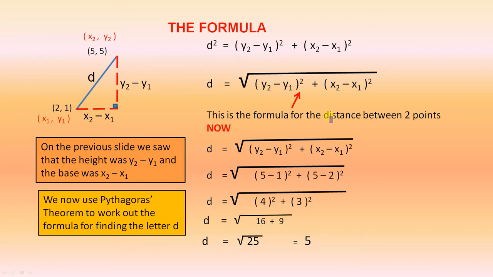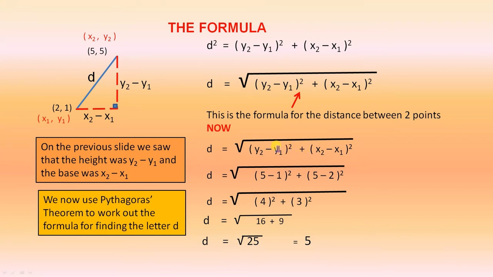This is the formula for the distance between 2 points. So whenever you have 2 points on a number plane, (x1, y1) and (x2, y2), that is the formula we use to calculate the distance between them.